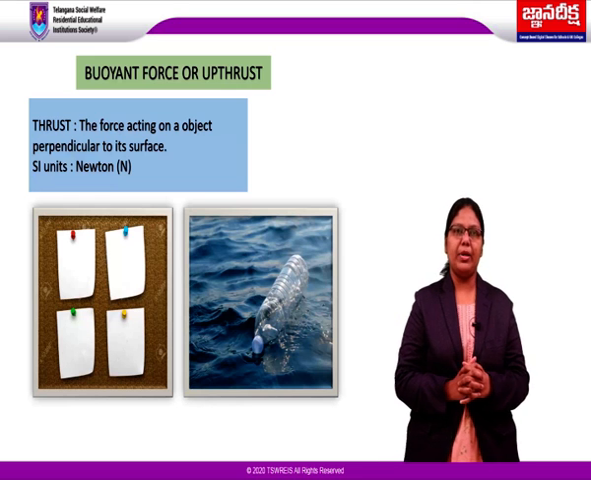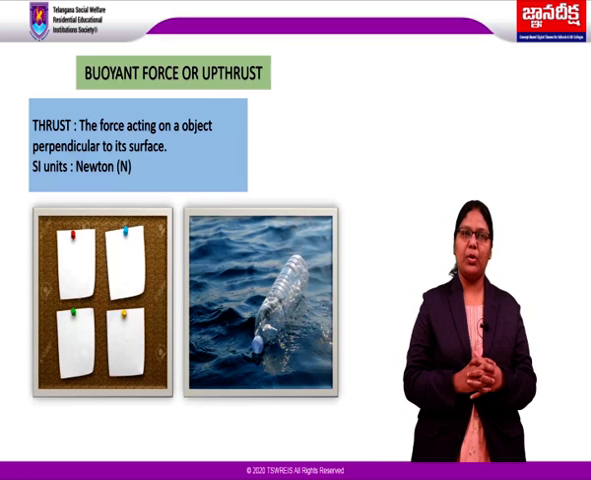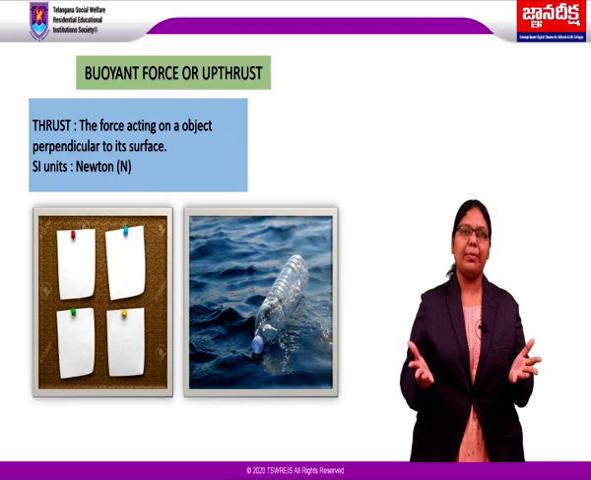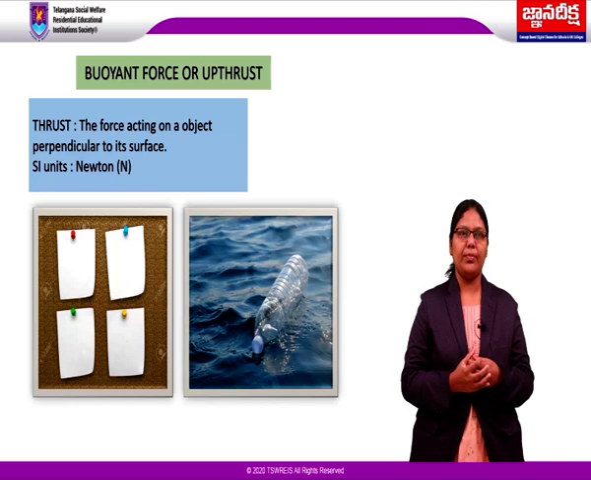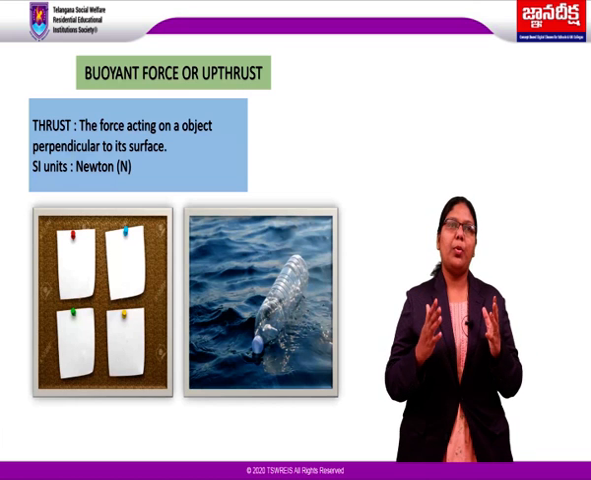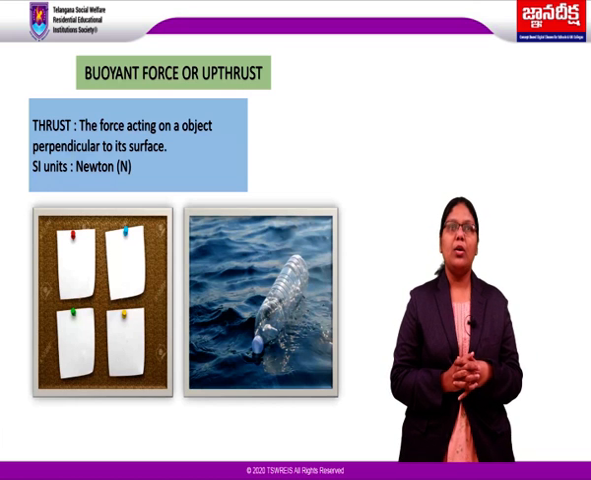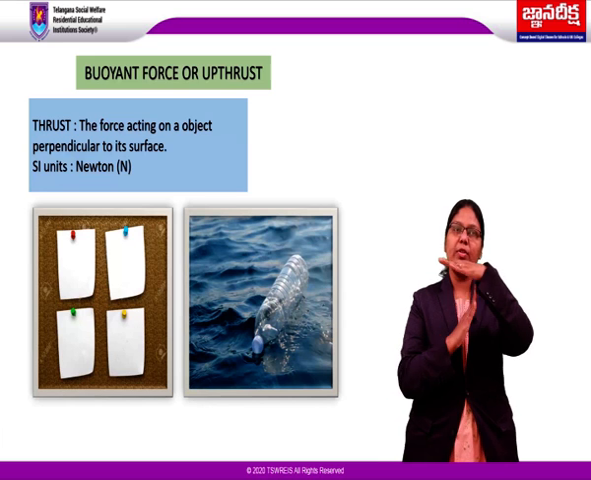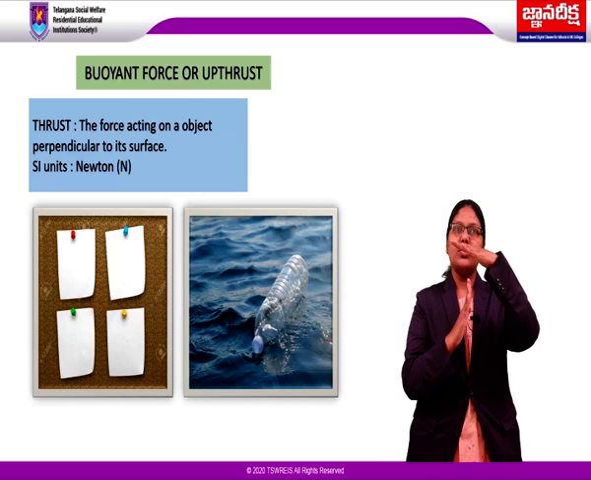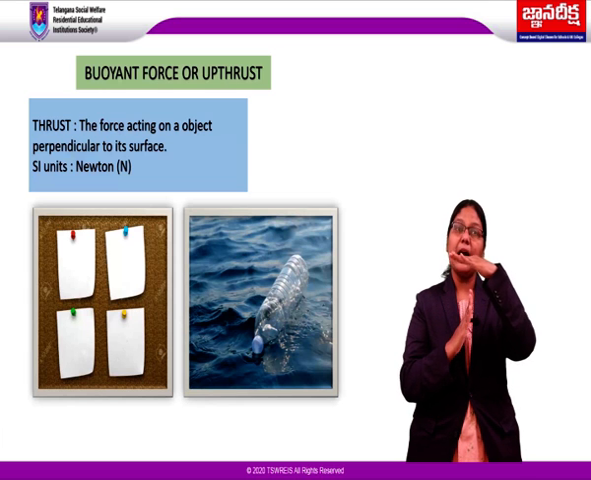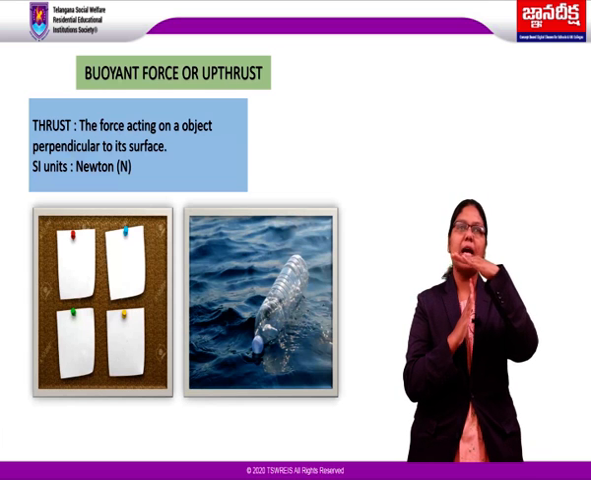Let's take another example. Take an empty plastic bottle closed with cap. Now drop it in water. What happens? The bottle will float. Why is it floating? The bottle is floating because force is acting on the surface of the bottle from downwards. So this force we are calling as thrust. And since it is acting upwards, we are calling it as upthrust or buoyant force.